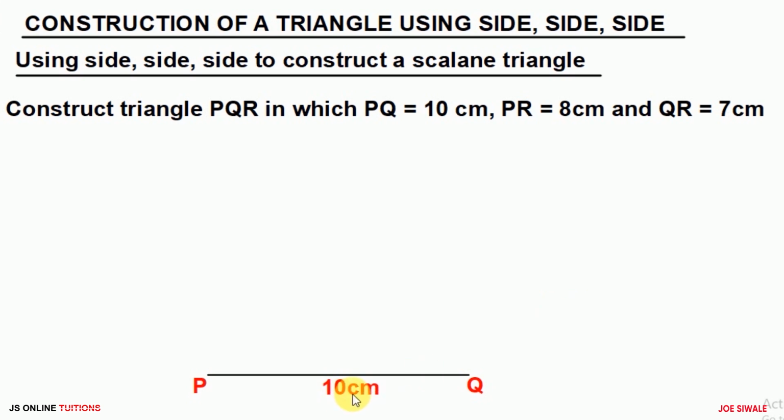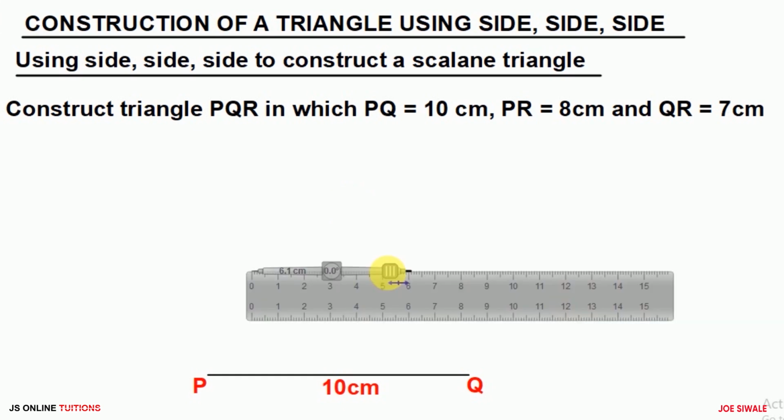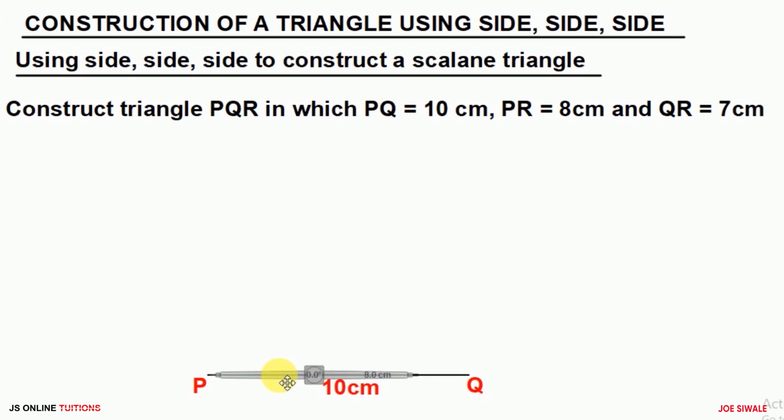Then the next thing we've been told, PR is equal to 8 centimeters. So PR, we know that our R is somewhere here. So what we're going to do, we're going to get our compass and measure 8 centimeters. So we'll put our compass there at 0, then we're going to measure 8 centimeters. So I've measured our 8 centimeters. Then the next thing that we're going to do, we're going to get our compass and we'll put it at point P, and we're going to draw an arc here above line PQ, since we know that our R is somewhere here. So we're going to draw an arc.